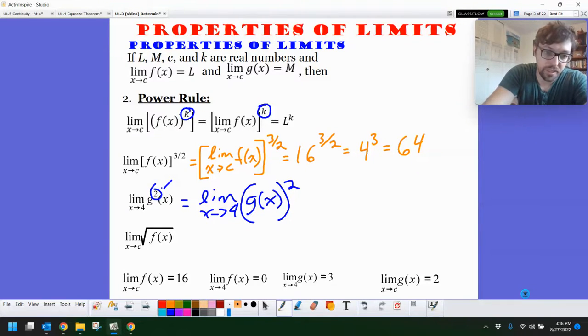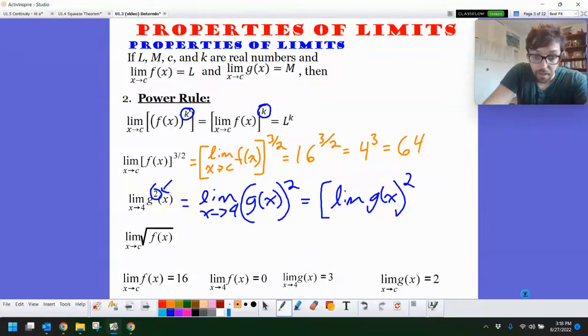What's going on over here is a little mathematical shortcut. So just like in the one above, we can just square this whole limit of g of x like so. So let's see, as we're approaching 4, g of x is 3. So this is just, that should be a bracket, so this is just 3 squared, which is 9.